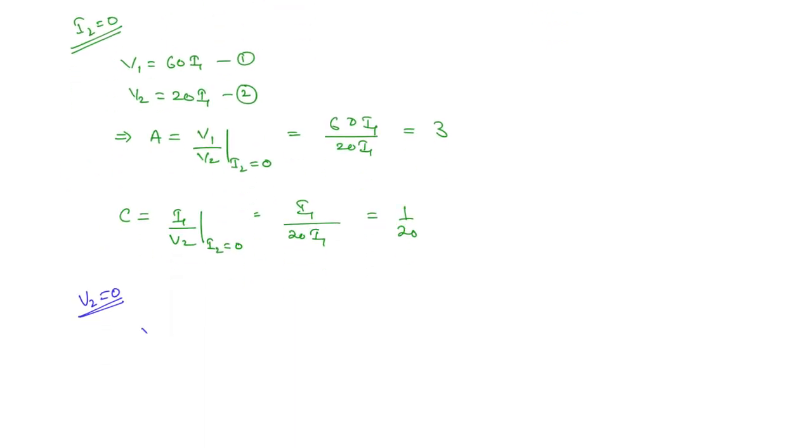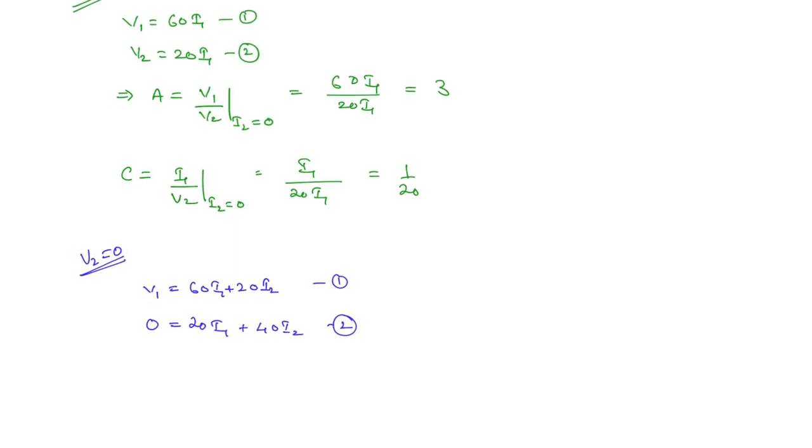Okay. The first equation will remain as it is. V1 is equal to 60 I1 plus 20 I2. Next second equation is going to become 0 is equal to 20 I1 plus 40 I2. This is the first and second equation. Okay. So now what is the expression for B? B is equal to V1 divided by minus I2 when V2 is equal to 0. So you can write instead of V1 you substitute 60 I1 plus 20 I2 divided by minus I2.